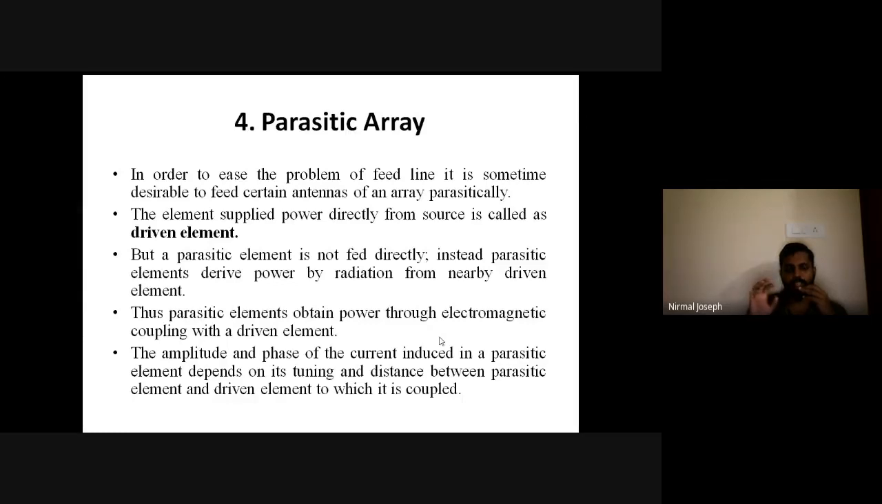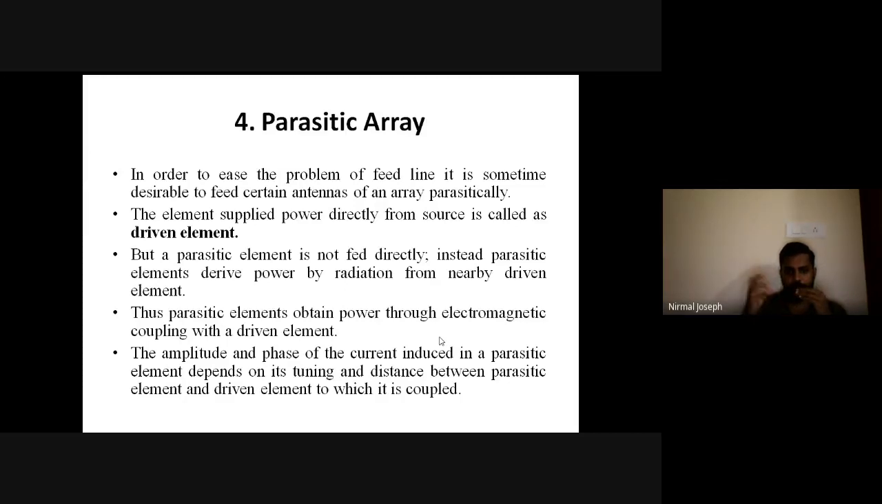So basically what will happen? If we have a power supply, if we have a current supplied to the driven element, there will be a parasitic element coupled with the driven element. And based on the changes of the radiations of the driven element, the parasitic element will draw current, since they are electromagnetically coupled.